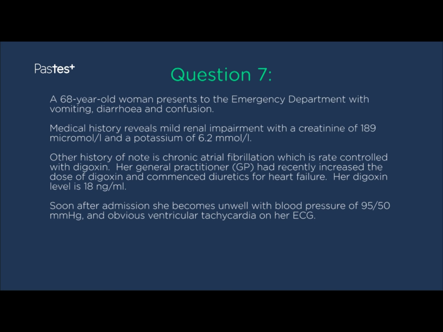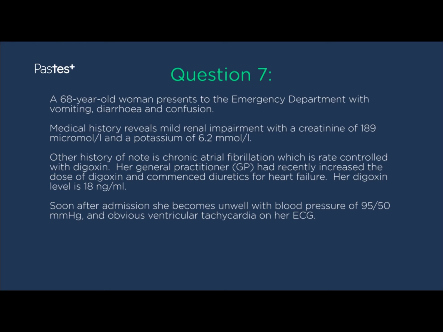Let's now look at question number 7. A 68-year-old woman presents to the emergency department with vomiting, diarrhea, and confusion. Medical history reveals mild renal impairment with a creatinine of 189 and a potassium of 6.2. Other history of note is chronic atrial fibrillation, which is rate controlled with digoxin.